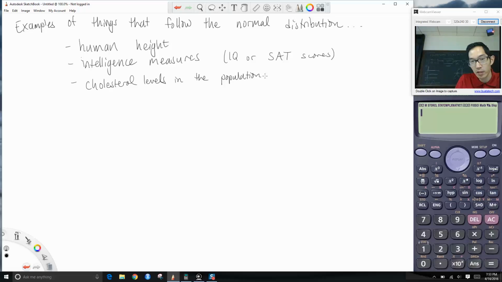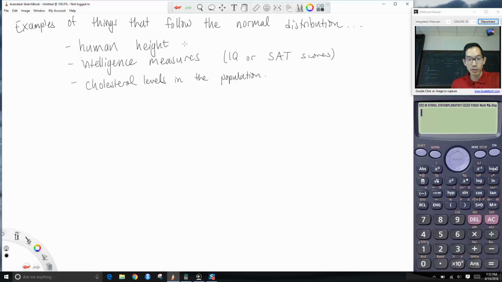So there's a lot of stuff out there. Usually human height, and really any kind of thing linked to bone lengths, so things related to your skeletal structure, will follow a normal distribution. Other aspects, a little bit less so.